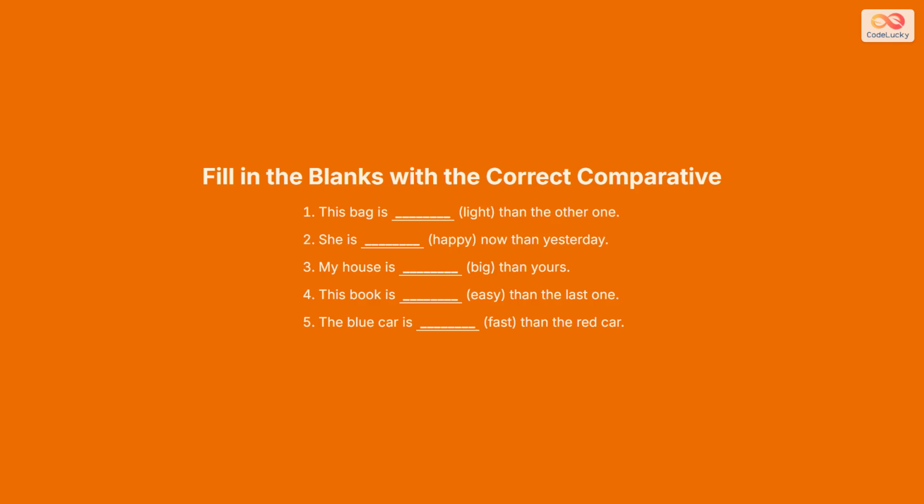Practice makes perfect. Fill in these blanks with the correct comparative form. This bag is blank than the other one. She is blank now than yesterday. My house is blank than yours. This book is blank than the last one. The blue car is blank than the red car.